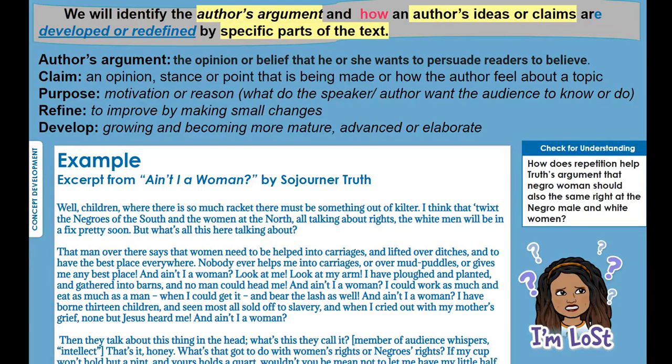All right, so you've already written down these terms, but these terms will help you to determine the author's argument. I want you all to pause this video. I want you to take a minute, and you're going to read this excerpt. And then we're going to come back and we're going to talk about how repetition helps Truth's argument, okay?